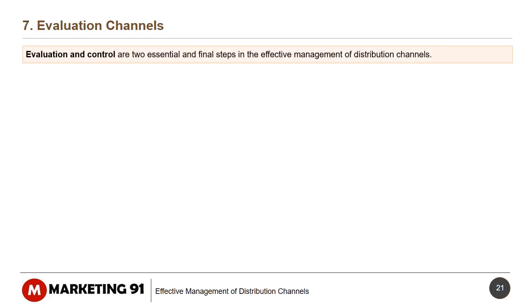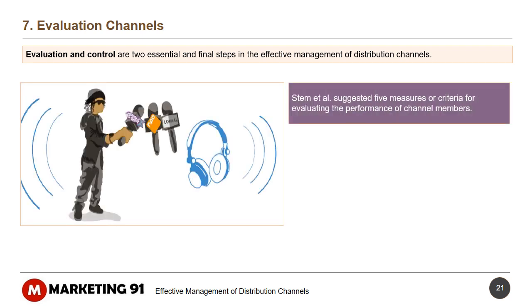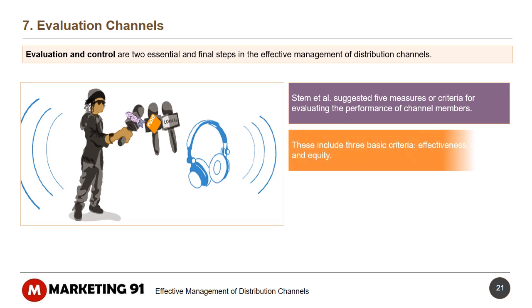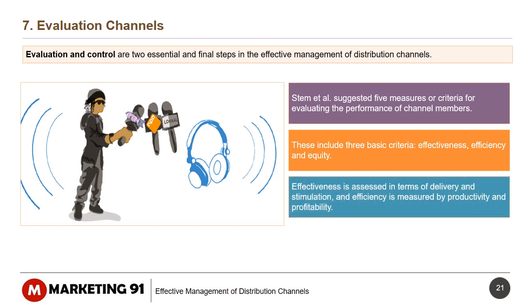Evaluation and control are two essential and final steps in the effective management of distribution channels. Stern et al. suggested 5 measures or criteria for evaluating the performance of channel members. These include 3 basic criteria: effectiveness, efficiency, and equity. Effectiveness is assessed in terms of delivery and stimulation, and efficiency is measured by productivity and profitability.